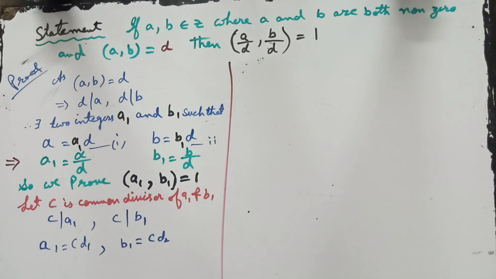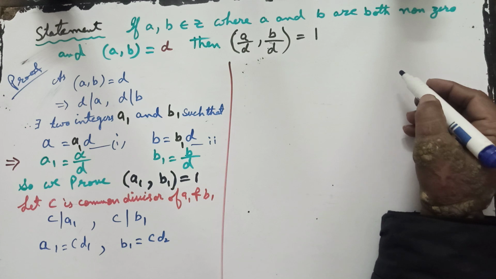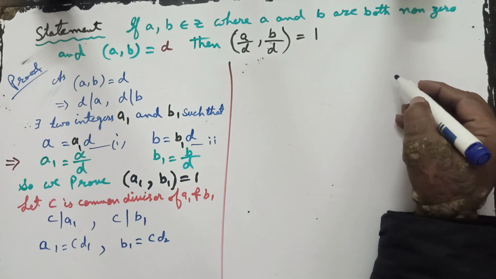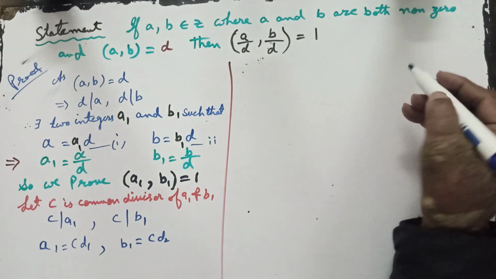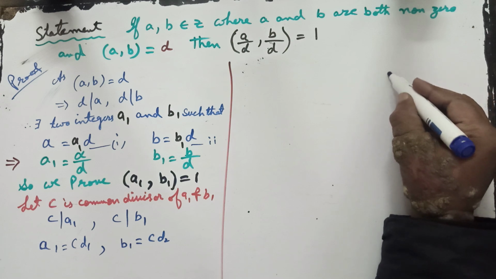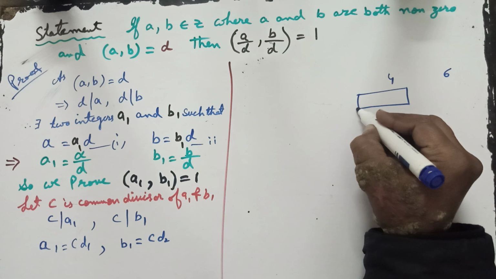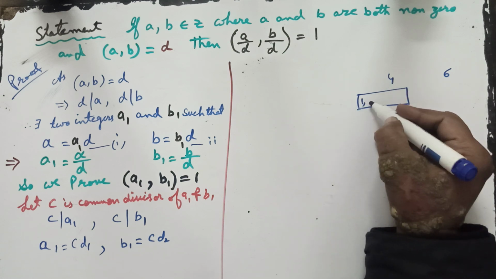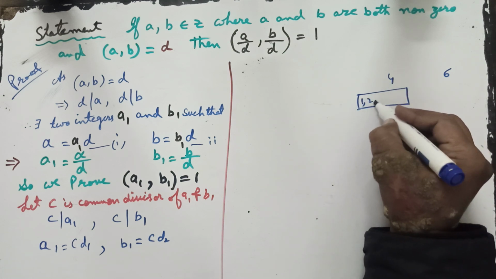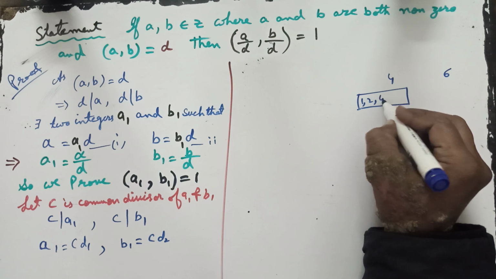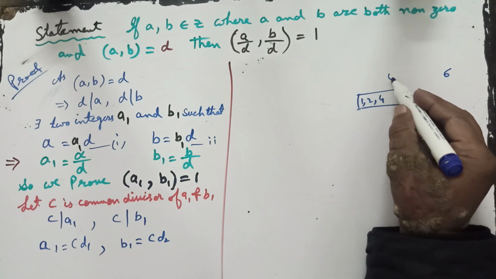Before proving this theorem or reading the statement, I will give you an example to understand the statement. I have two numbers, 4 and 6. The divisors of 4 are 1, 2, and 4. These three are divisors of 4.